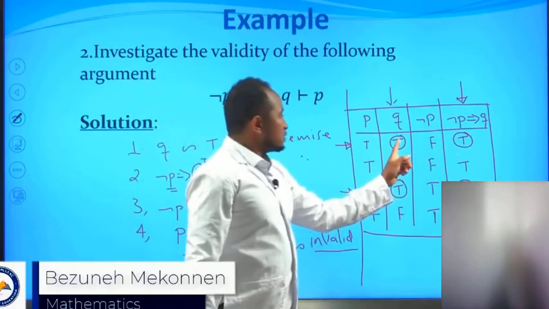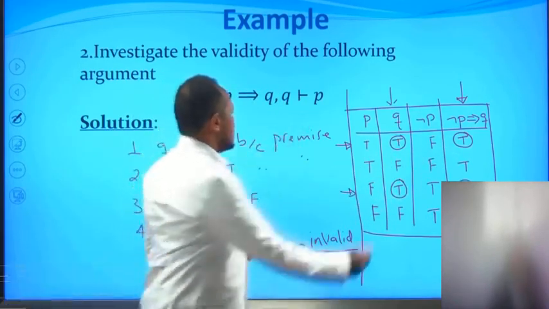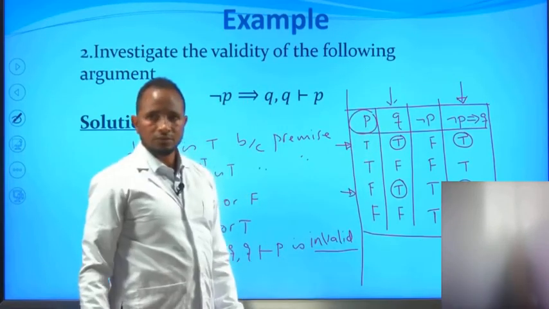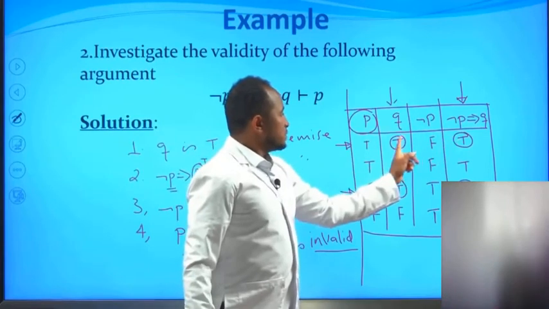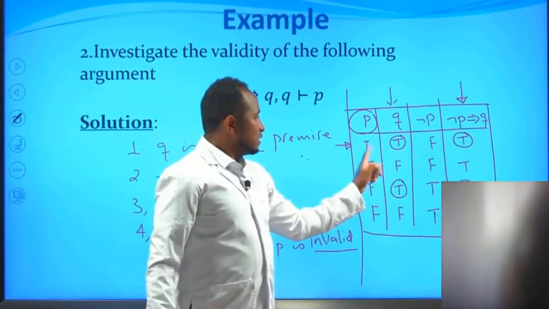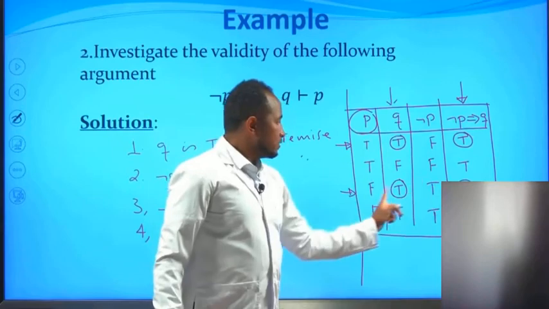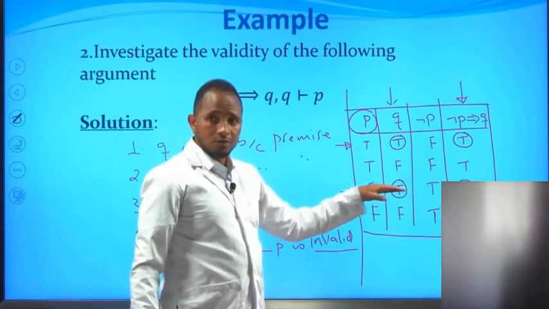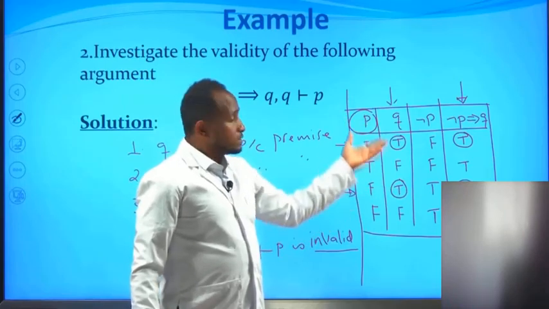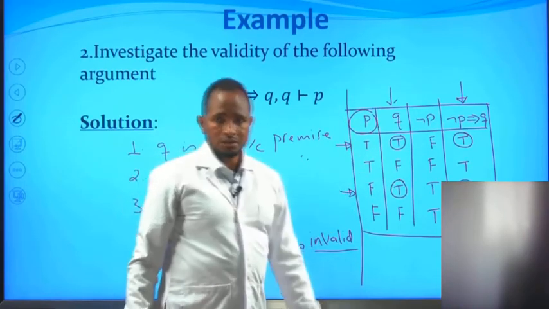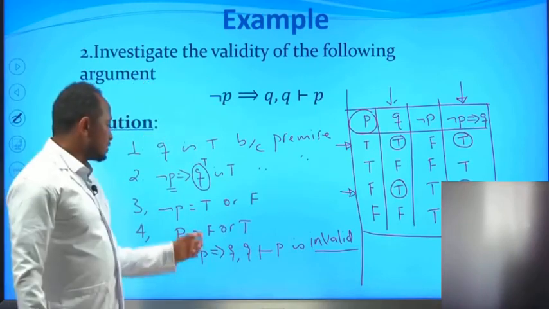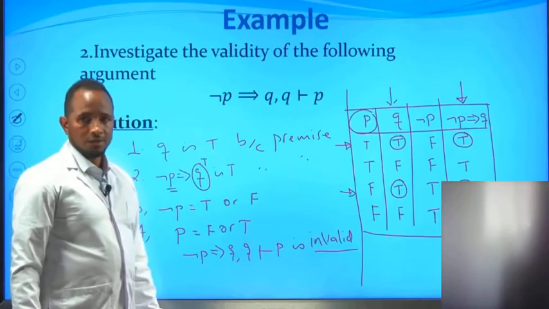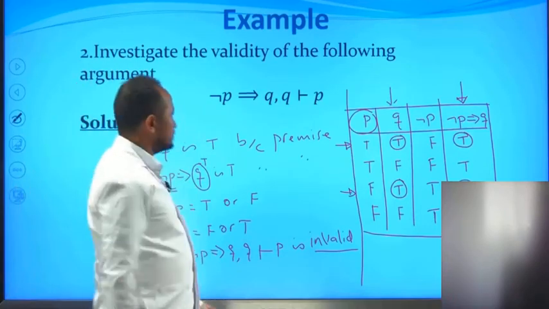Whenever the premises are true, what's our conclusion here? Our conclusion is P. Our conclusion is this column. Whenever the premises are true, the conclusion is true here. Whenever the premises are true, it's not true here. Because of this row, this statement is invalid. Therefore, the argument negation of P implies Q, Q gives you P is invalid. Now let's continue to the other part.